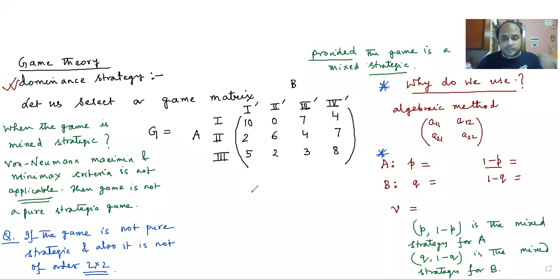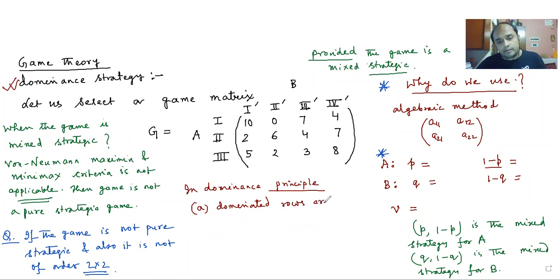Now, what are the principles? If you can recall the theorem, in brief I'm writing that in the dominance principle, point number 1: dominated rows are deleted and dominating columns are deleted.